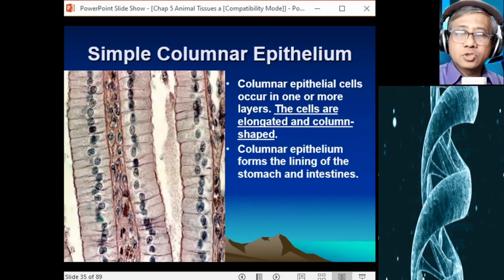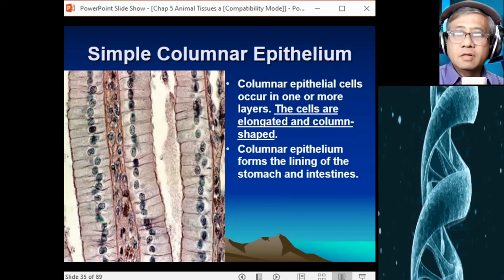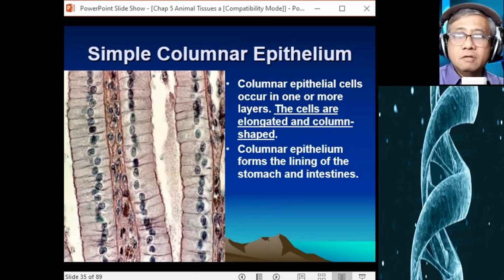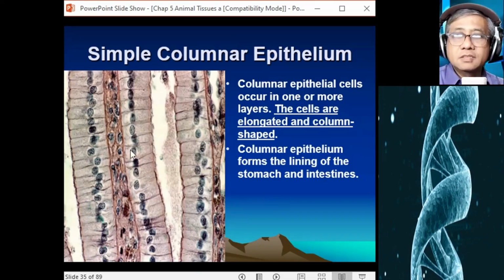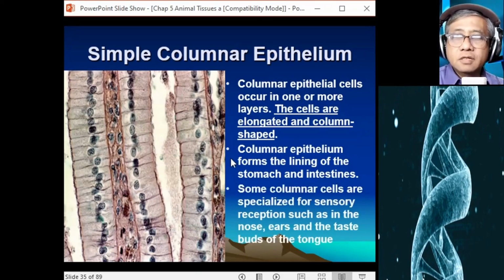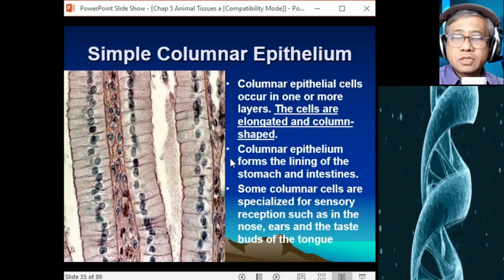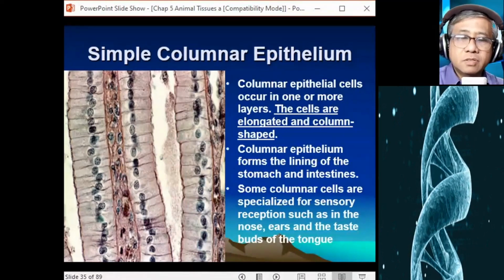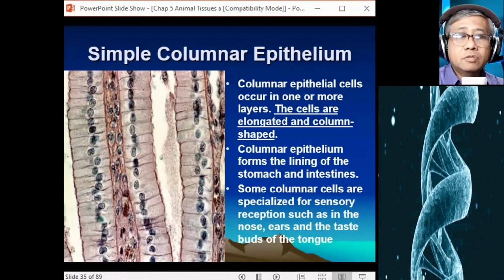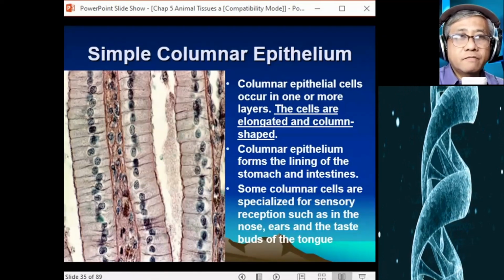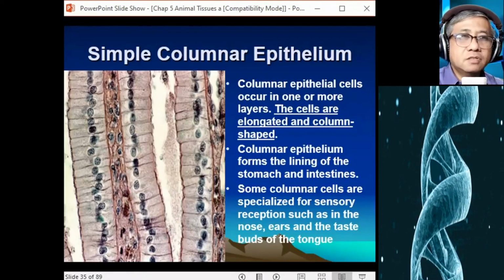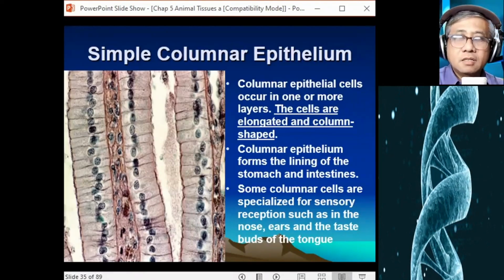This type of tissue, columnar epithelium, can be found in the lining of the stomach and the intestine. Okay, some columnar cells are specialized for sensory reception such as the nose, ears, and the taste buds of the tongue. Pero most of this type of tissue is found in the digestive system, specifically the stomach and the intestine.